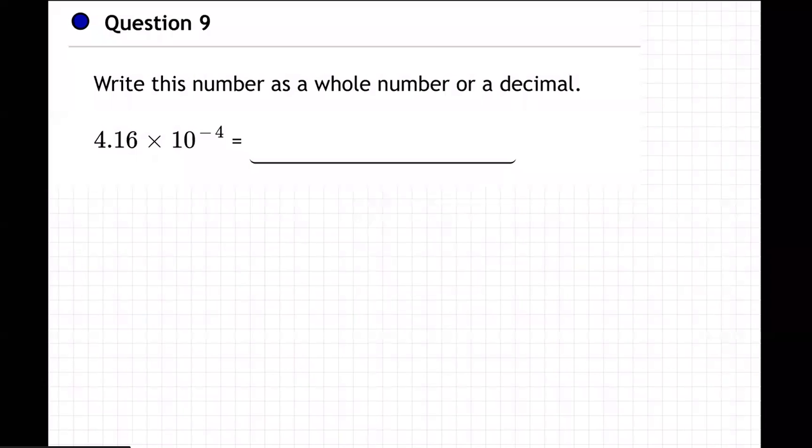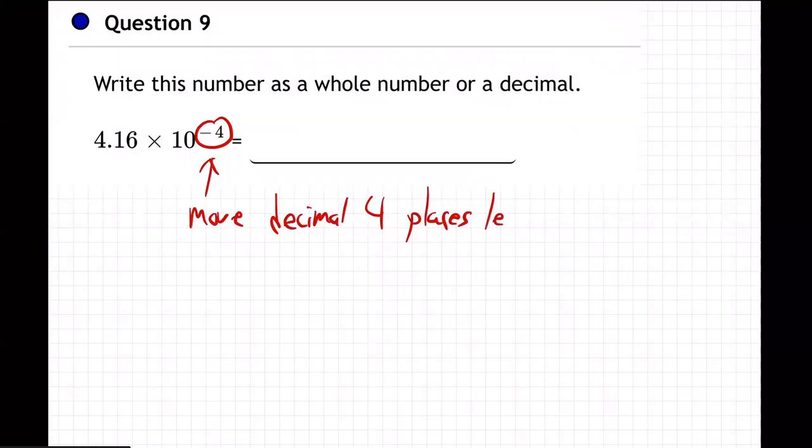Okay, so on this question, they're giving us a situation. This is actually called scientific notation. We'll talk more about it on some other problems, but we're basically wanting to write this, do something about this 10 to the minus 4. What does that 10 to the minus 4 do? Well, basically, it means move the decimal 4 places left. That's what it means.